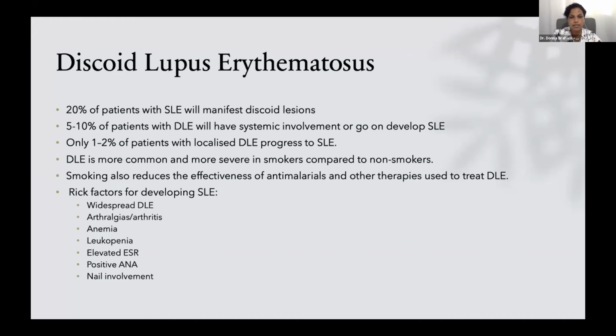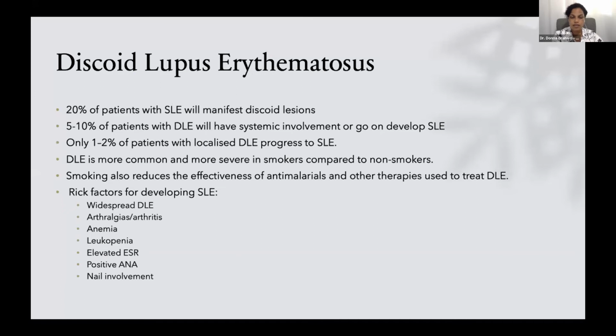The most common place to be affected with discoid lupus is the scalp, and it causes a scarring alopecia. So we have to be very aggressive with the management of these patients. We also have to advise the patients that this is scarring, and therefore we may not be able to get back the hair growth. Smoking also reduces the effectiveness of antimalarials and other therapies used to treat DLE, so it is extremely important for us to advise the patients to stop smoking and assist them in whatever way we can with smoking cessation.